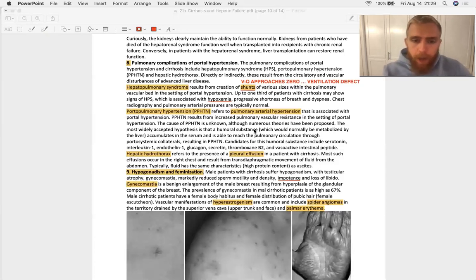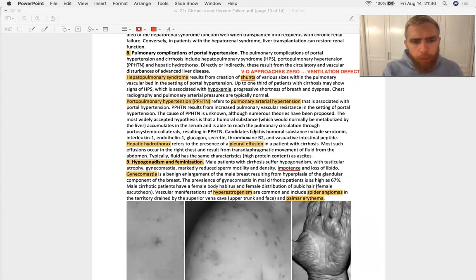What's going on here is you've got a lot of different substances making it to the lungs that wouldn't normally be making it to the lungs. And they wouldn't normally be making it to the lungs because the liver would metabolize things like serotonin, IL-1, endothelin, glucagon, secretin, thromboxane B2. It would never even see the lungs. But in the case of a damaged liver, all these chemicals have a chance to make it to the lungs and exert their vasoconstricting effect on the pulmonary arteries.